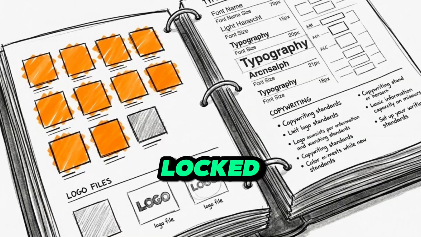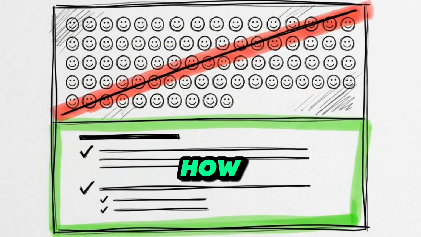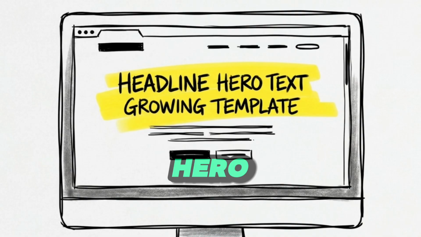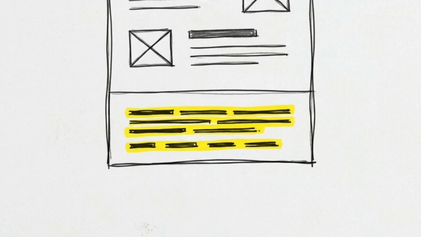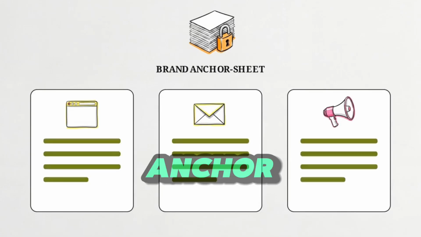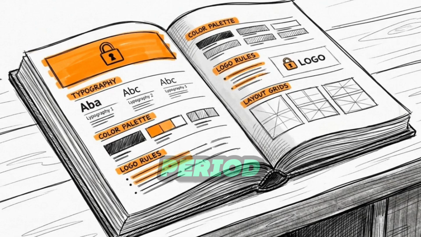With the visuals locked, we apply the exact same discipline to the written word. Notice how this highly casual, emoji-filled social media bio is deleted and replaced by a clear, structured value proposition. Go through your social media bios, your website hero text, and your email footers. Rewrite them systematically so they strictly reflect the messaging theme on your anchor sheet. Your tone and positioning must remain rigid for a long period of time.